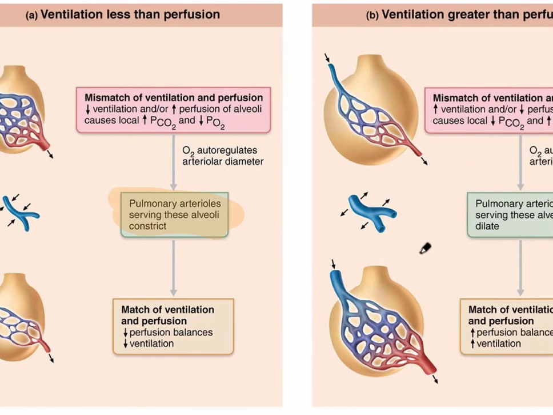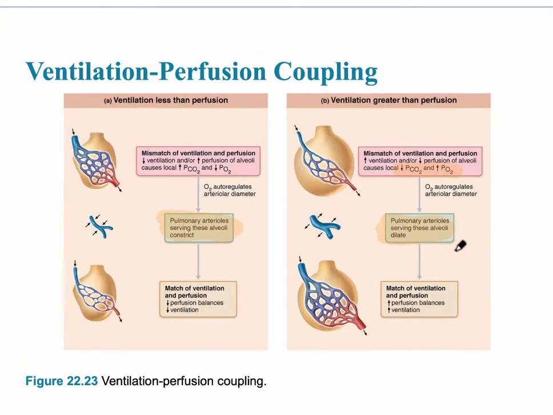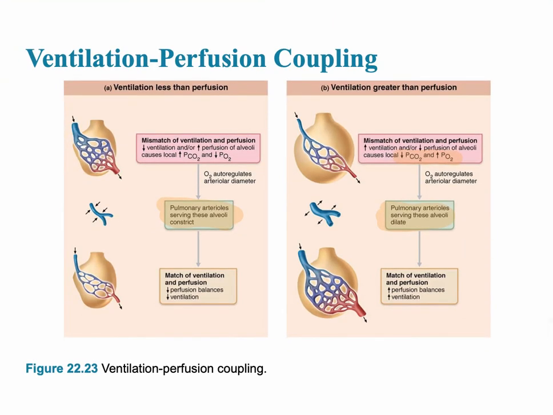What we'll see on the right side is a different mismatch where the partial pressure of carbon dioxide is low and the partial pressure of oxygen is high. So to adapt to that, the pulmonary arterioles, which lead to the alveoli, are going to dilate. So this matches everything back up where it's supposed to be.